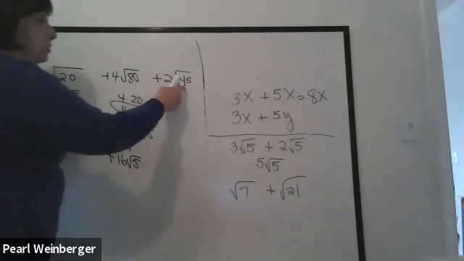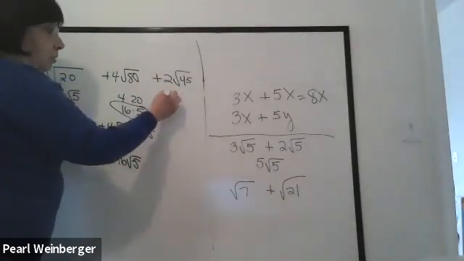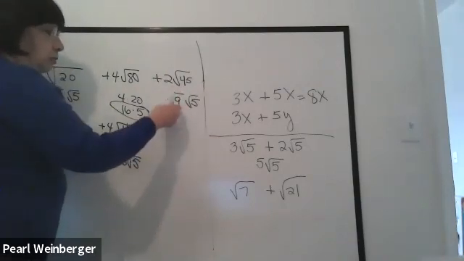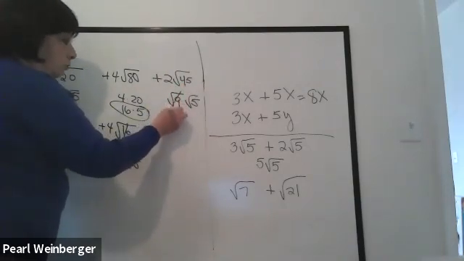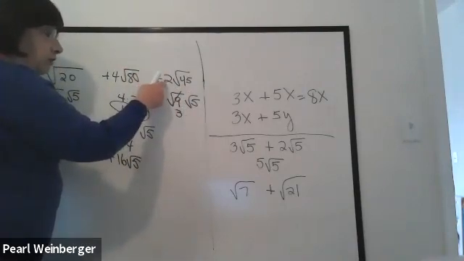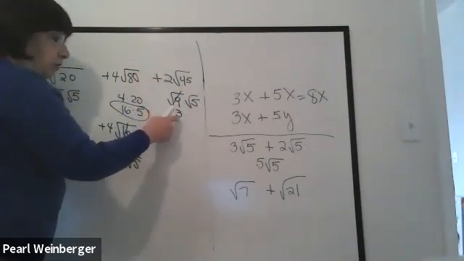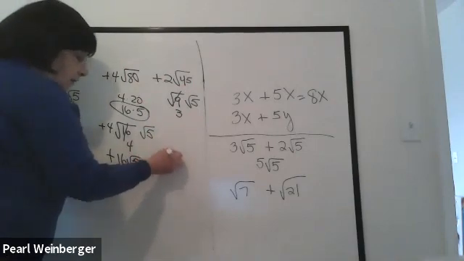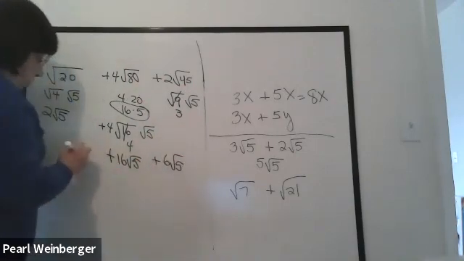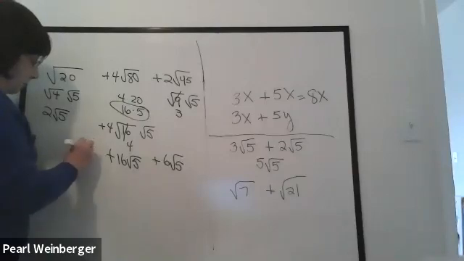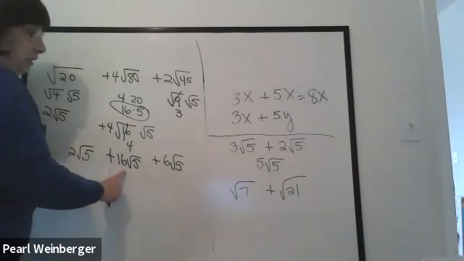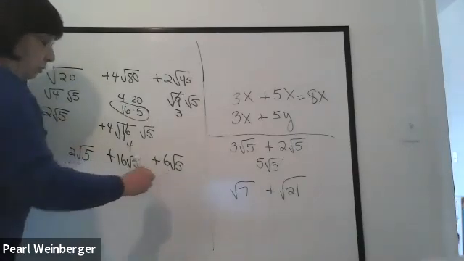The last thing is this radical 45, which you can break up into 9 and 5. 9 is a perfect square. The square root of 9 is 3. But remember, there's a 2 in front of it. So this 2, I have to multiply. Remember, there's nothing in between them, so it means multiplication: 2 times 3 is 6 radical 5. So it turns out that after I simplified everything, I had a 2 radical 5 plus a 16 radical 5 plus a 6 radical 5.